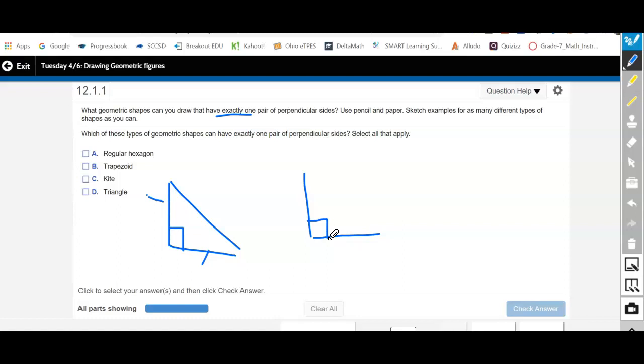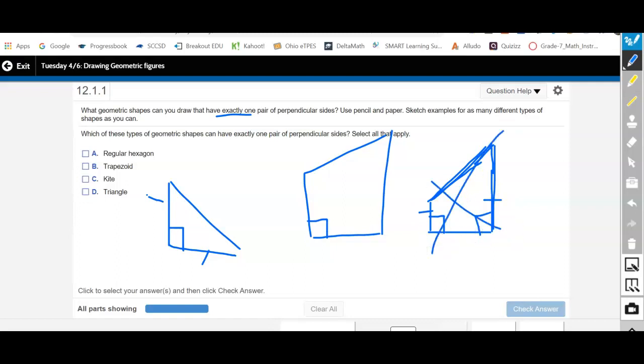Could we make a regular hexagon? Hexagon is a 6-sided figure. It would not have 90 degrees in there, so that wouldn't work. A kite. Could I do a kite like this? That would work. And what about a trapezoid? I don't think you could do just one on a trapezoid, because a trapezoid you're going to have parallel sides. So this side is parallel to this side. If that's a 90-degree angle, that one has to be too, so no. So it looks like it would just be these two, a kite and a triangle.